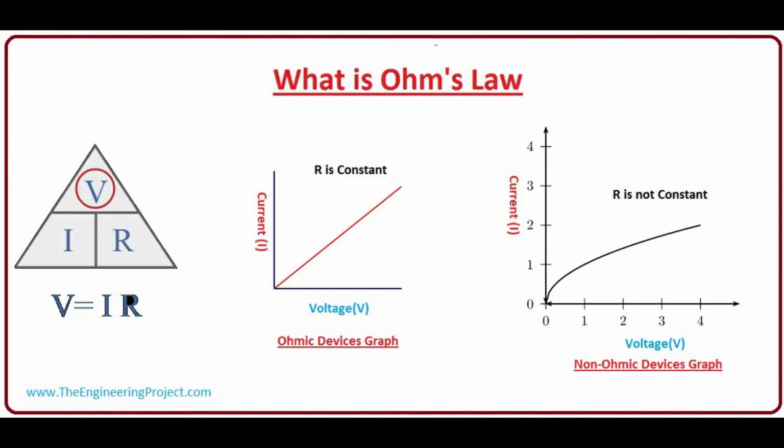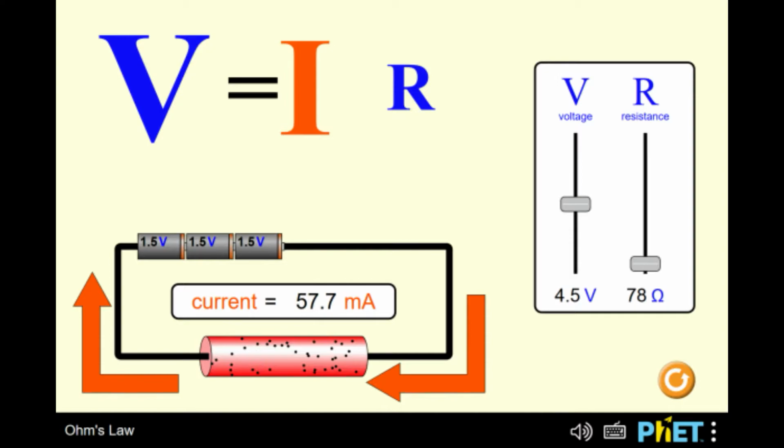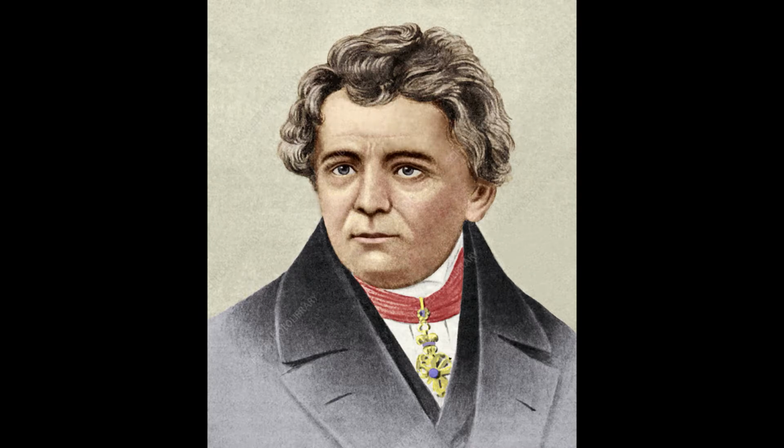So now, what is Ohm's law? Ohm's law is a law stating that electric current is proportional to voltage and inversely proportional to resistance. The person who discovered this law is George Ohm. Now, how did he discover it?